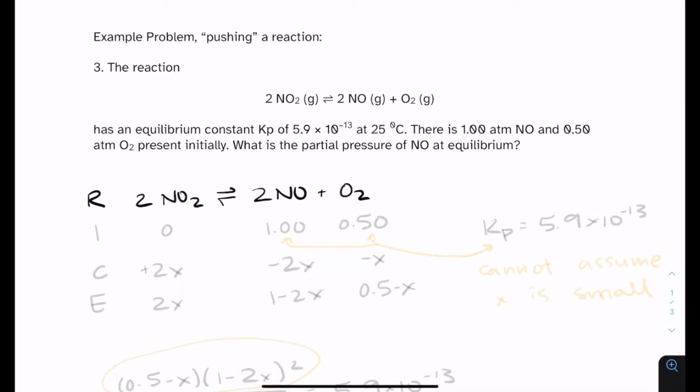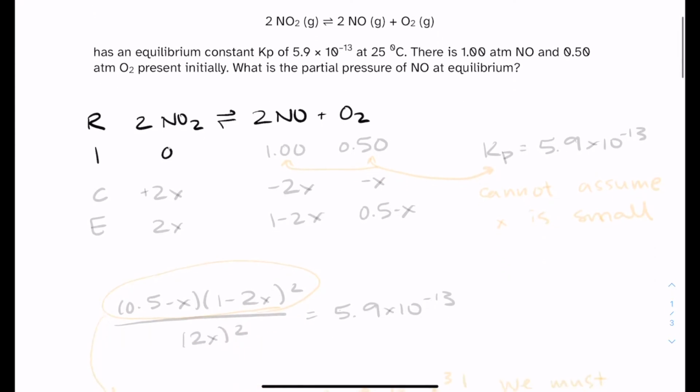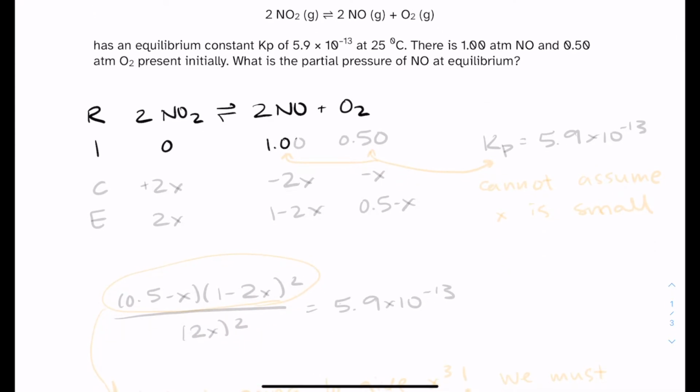So we have looked at how to simplify the algebra in cases where you have an x cubed and you're not able to do the algebra brute force to solve an equilibrium problem. But sometimes there are equilibrium problems that need to be solved with x is small approximations, but you're not able to do so. So let's set this one up.